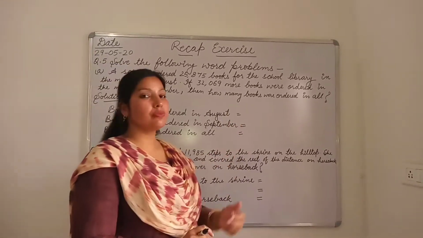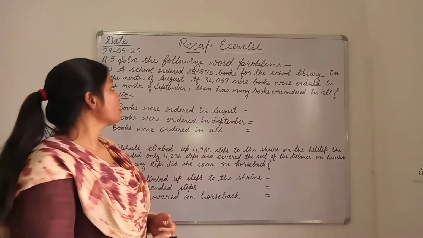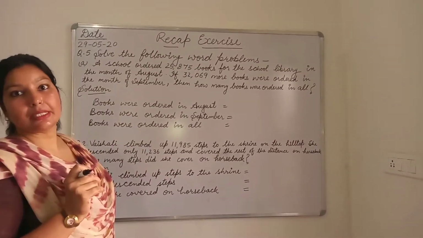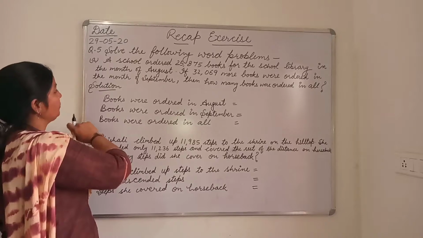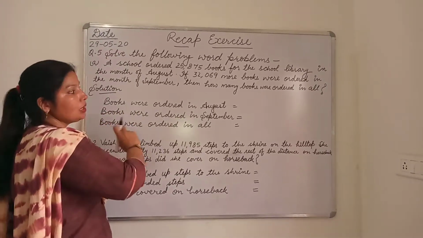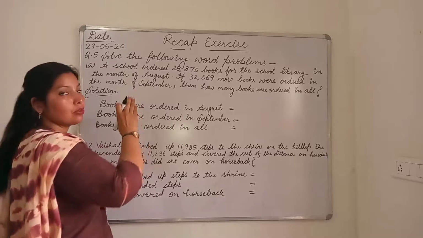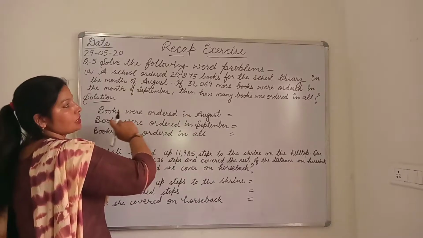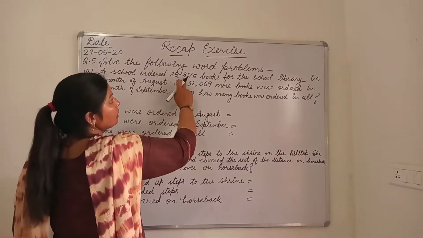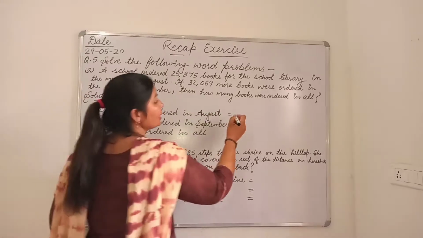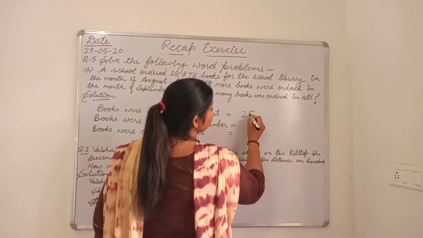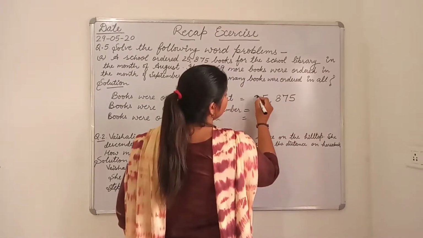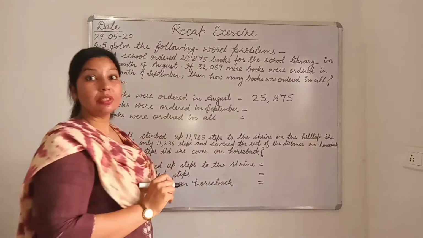So for all the books we will do plus. You should solve this word problem with a sentence. Okay. So now we should start our solution. Books were ordered in August. So we should make the sentence: books were ordered in August. How many books were ordered in August? 25,875. So we should write here 25,875. These books were ordered in the month of August.